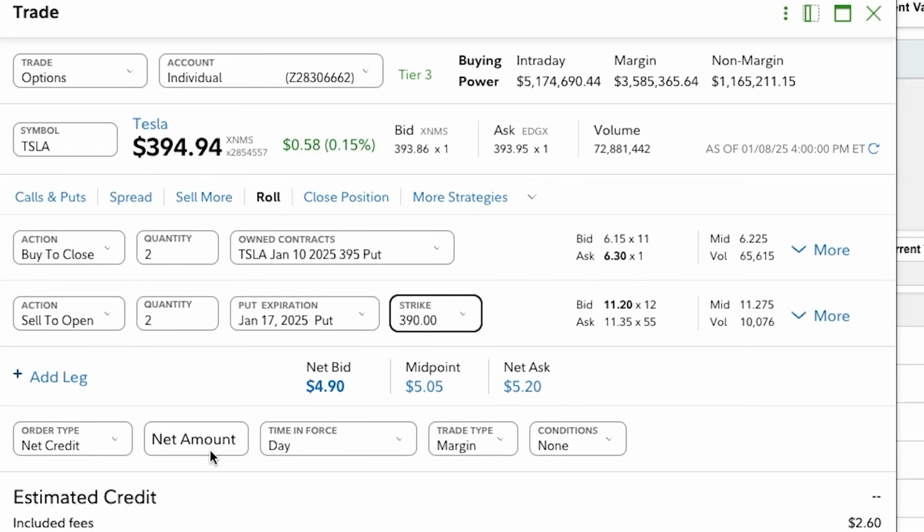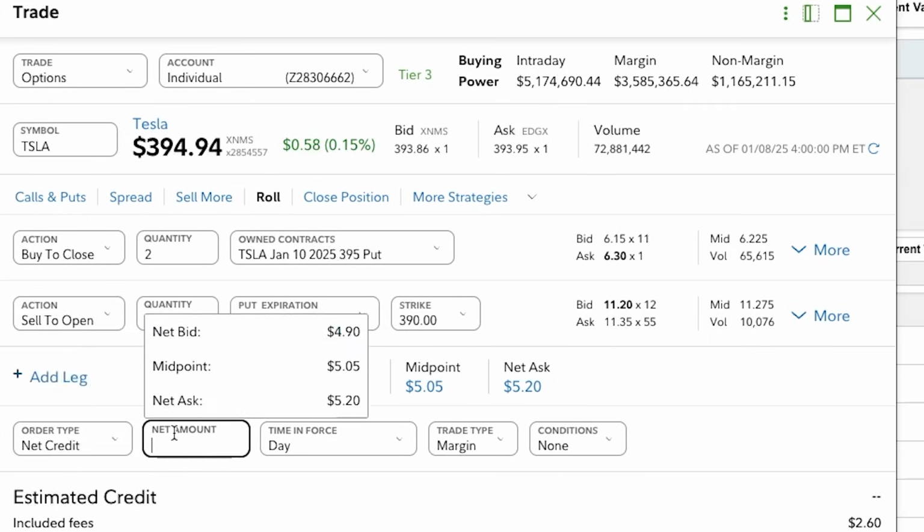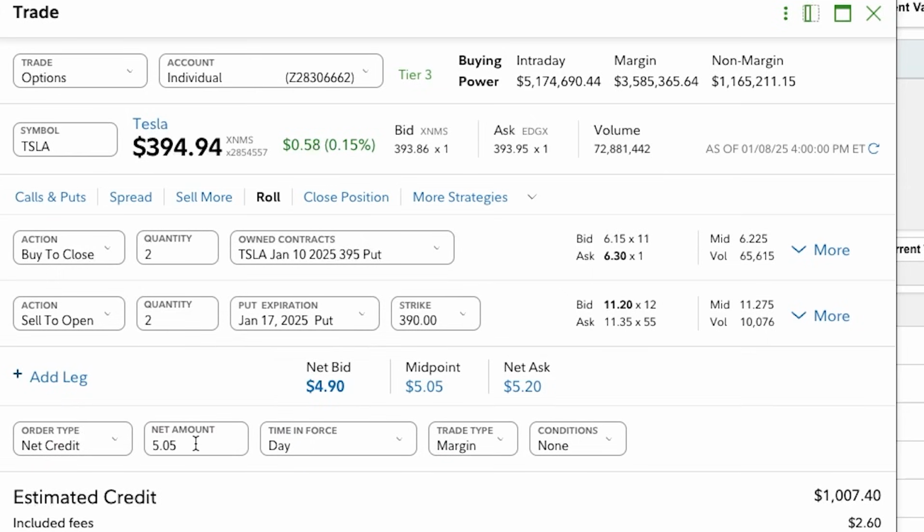So what you look at right here, it says net credit. If you select one that's going to give you a credit, this will populate. If you've selected one that is not going to give you a credit, it will pop up either as net debit or even. But ideally, you'd want a net credit when you roll. So the new amount you put in here, you can populate it with the midpoint. Usually I will do that, and if it doesn't fill, you can adjust this pricing down to accept less for the roll, and usually it will fill.